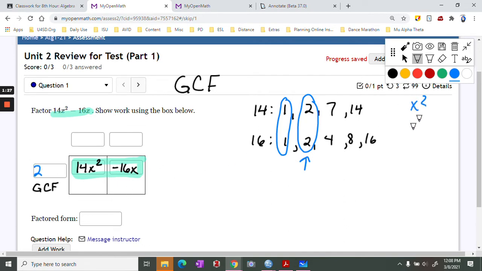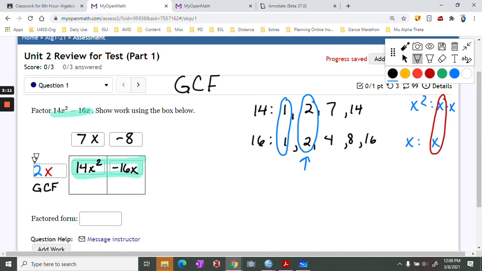And then I'm going to look at x squared and x. For x squared, I can have x times x, and for x, I just have an x. So what do they have the same? They have an x. So I'm going to factor out the x. So now I ask myself, 2x times what gets me back to 14x squared? Well, I know x times x is x squared, and I know 2 times 7 is 14. 2x times what gets me to negative 16x? Well, the x is already there, so I don't need that. 2 times negative 8 gets me to negative 16.